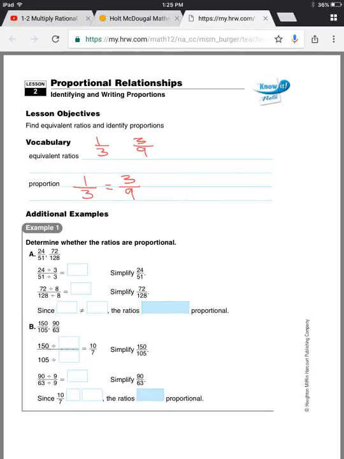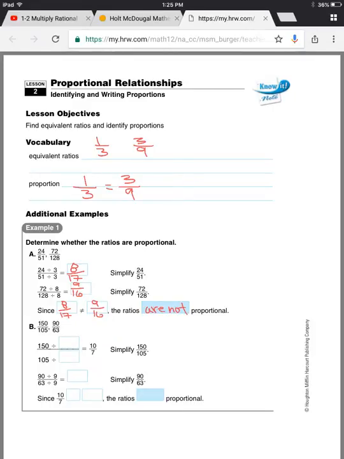You can either simplify as they show, 24 divided by 3, because that is the greatest common factor, and you would get 8 over 17, and then 72 over 128, you would divide by 8 because it's the greatest common factor, and you would get 9/16. So, since these two are not equal to each other, the ratios are not proportional.